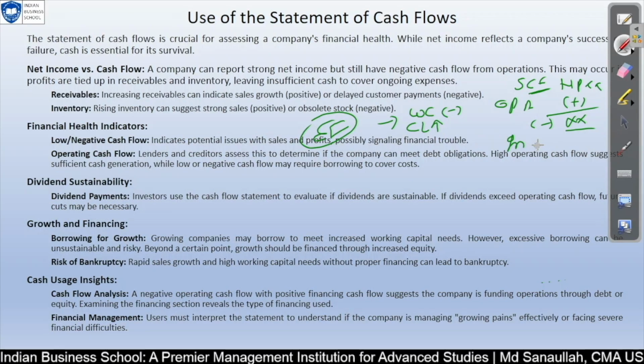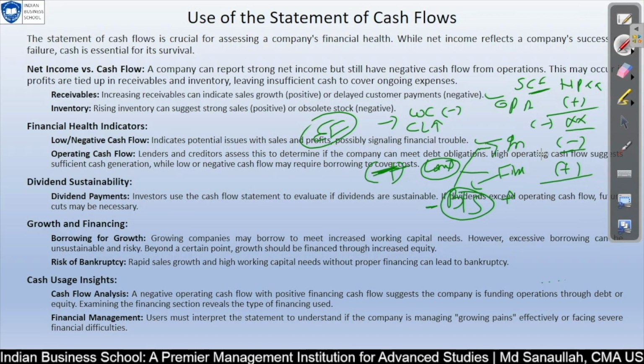Then you have investing. If it is in minus, then it is good. And for financing activity, if you see it is positive, it means either you are taking a loan to meet your operations, which will be a negative indication, or you are taking a loan, issuing bonds or issuing shares and generating cash, but for what purpose? To make investments. As you can see, your investing is in minus.